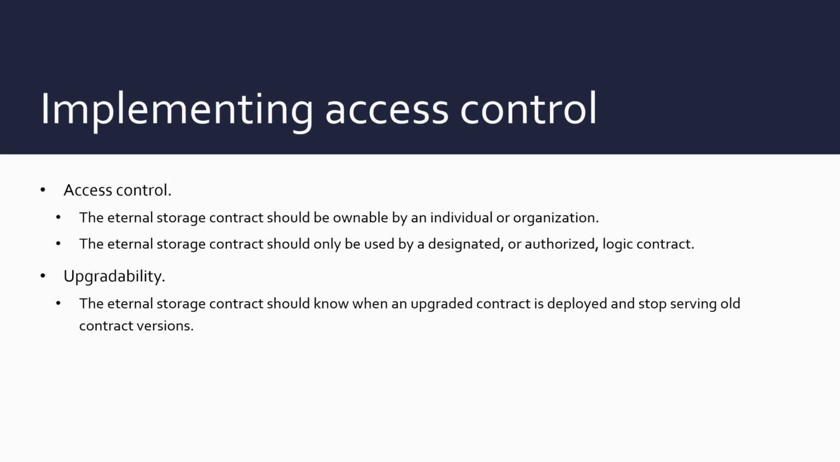Now that we know what the eternal storage contract is and how to use it, let's have a quick look at implementing access control. Normally we would want only one contract to be authorized to modify the data in the eternal storage contract. Not everyone should be allowed to fiddle with our data. Also, we would need to have some sort of ownable functionality in place to tell the storage contract what contracts are authorized.